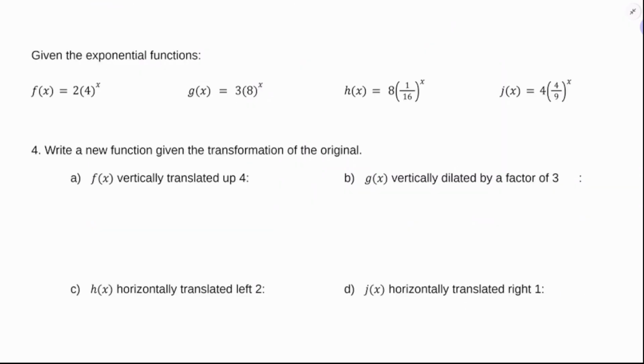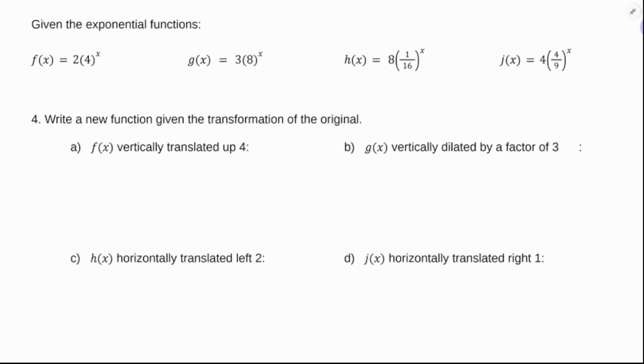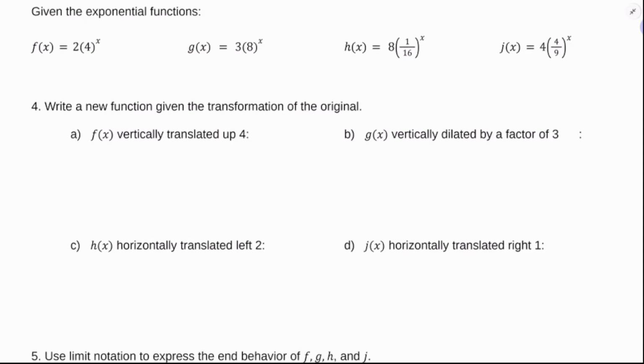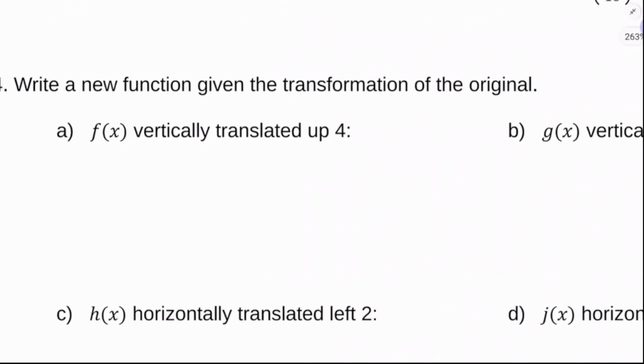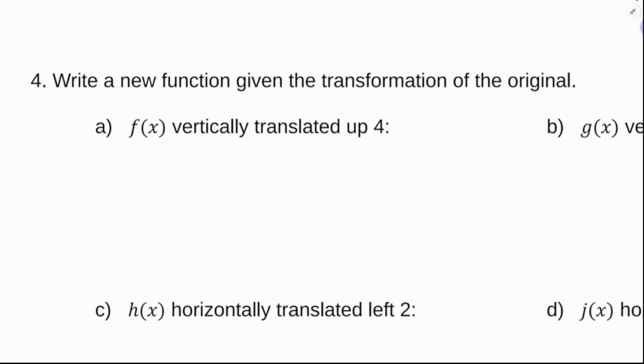Okay, this next set of problems just continues to go with the same functions. Okay, so we're going to do some transforms. So f of x vertically translated up 4. Okay, so that would be, starting from f of x and going up 4 is adding 4 on the outside. So plus 4. This is something that we talked about back at the very beginning of the course.